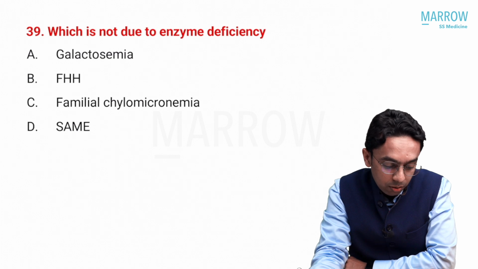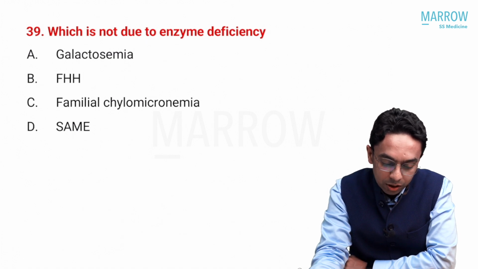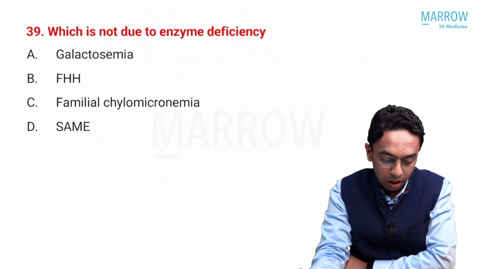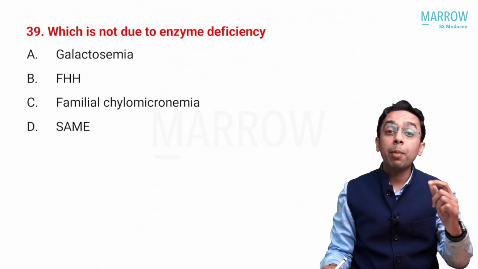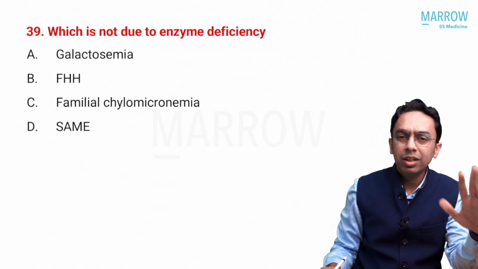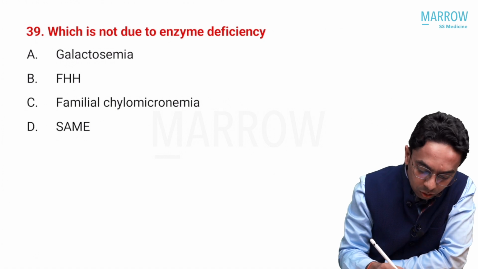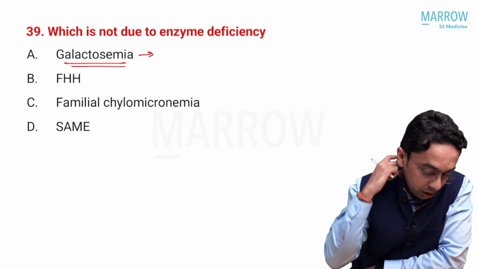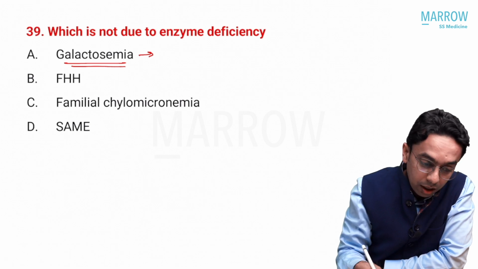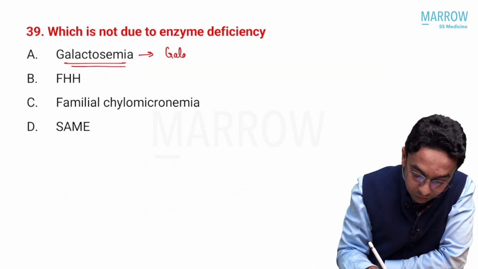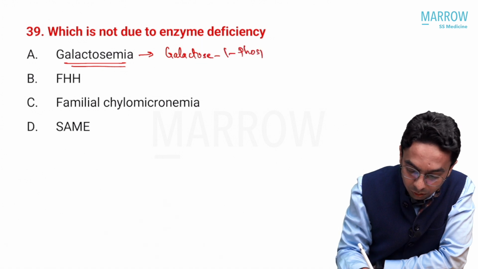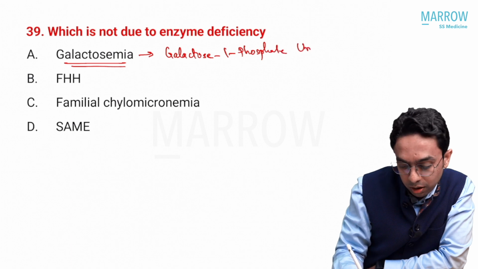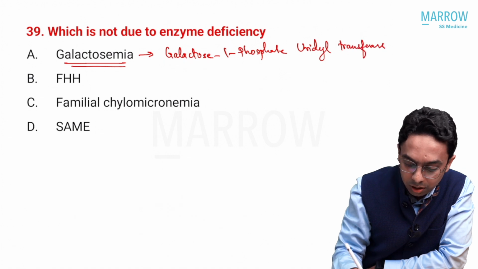Okay, coming to question number 39, which is not due to enzyme deficiency: galactosemia, FHH, familial chylomicronemia, or SAME, that is syndrome of apparent mineralocorticoid excess. Almost everything we have discussed in great detail. So galactosemia is basically an enzyme defect, right? This is due to galactose-1-phosphate uridyl transferase. So this is the defect.